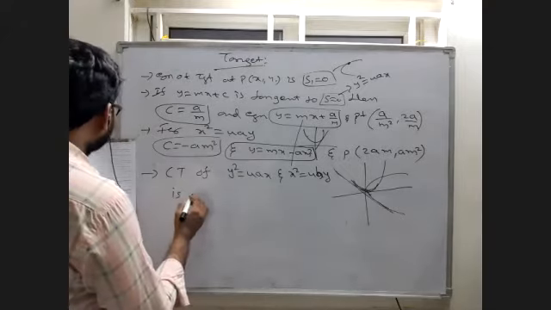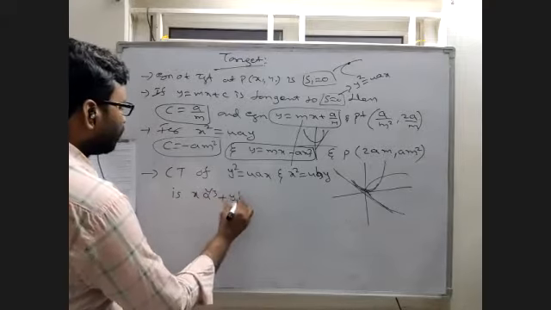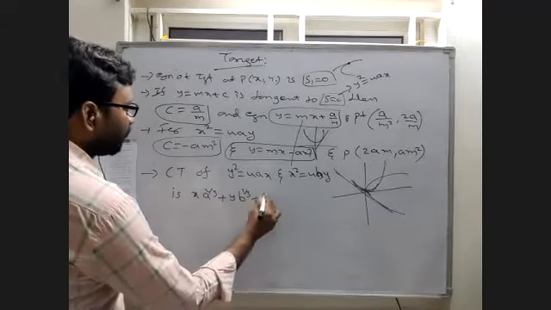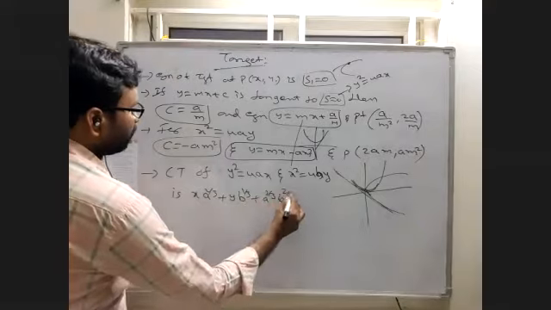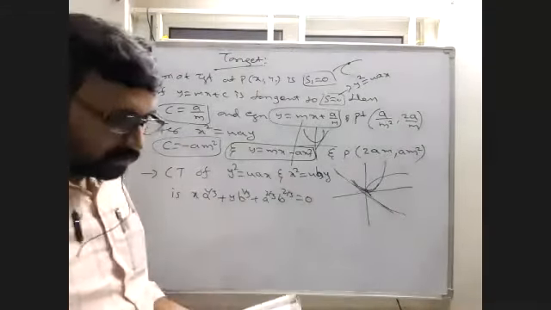And for objective questions, you should remember the equation x by a power 1 by 3 plus y by b power 1 by 3 plus a power 2 by 3 b power 2 by 3 is equal to 0, along with the line ax plus by plus c equal to 0.